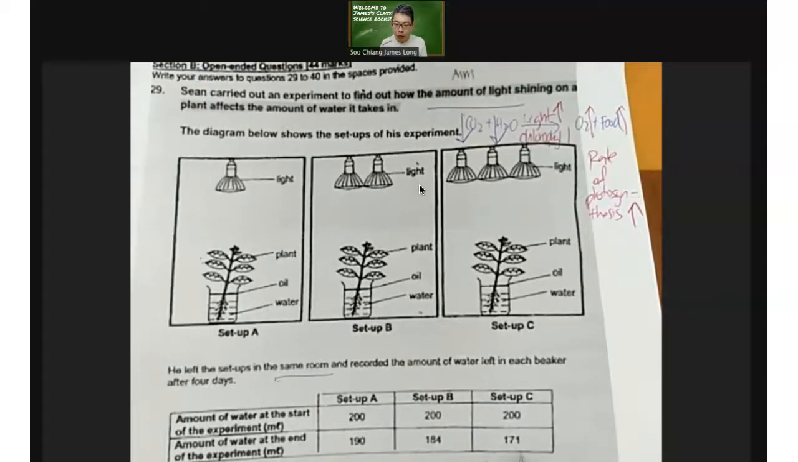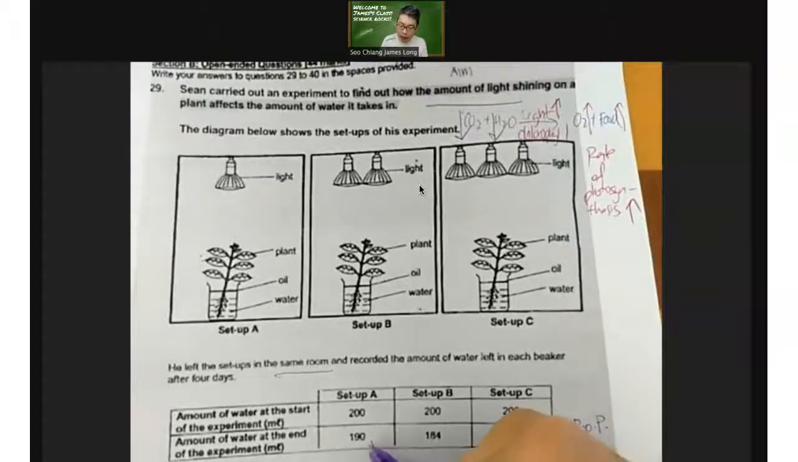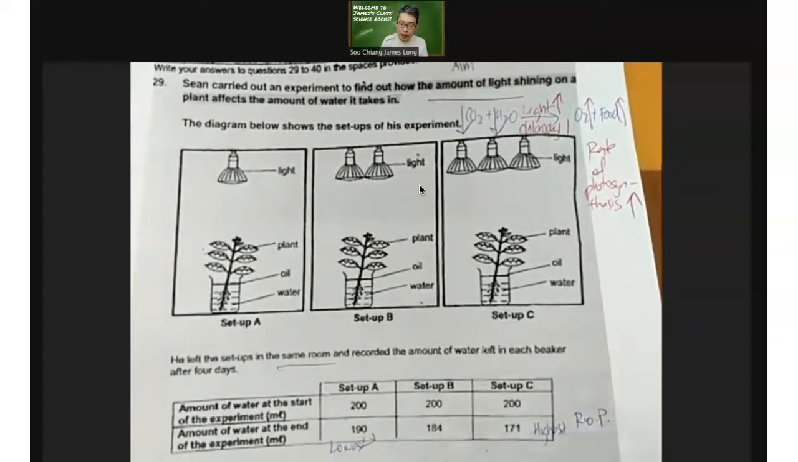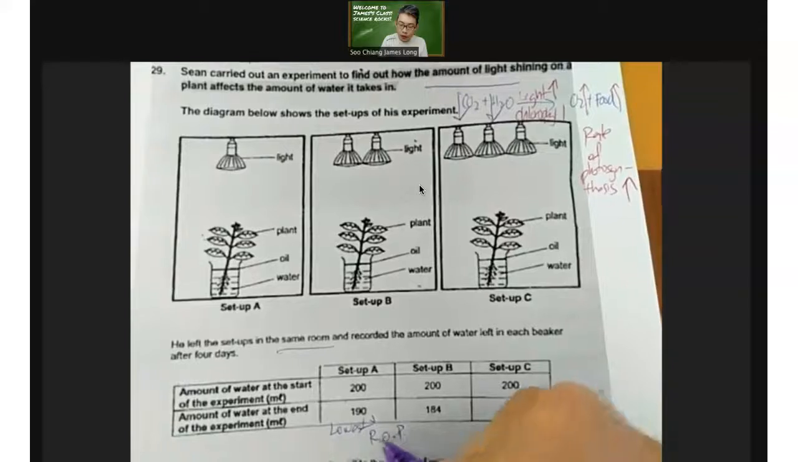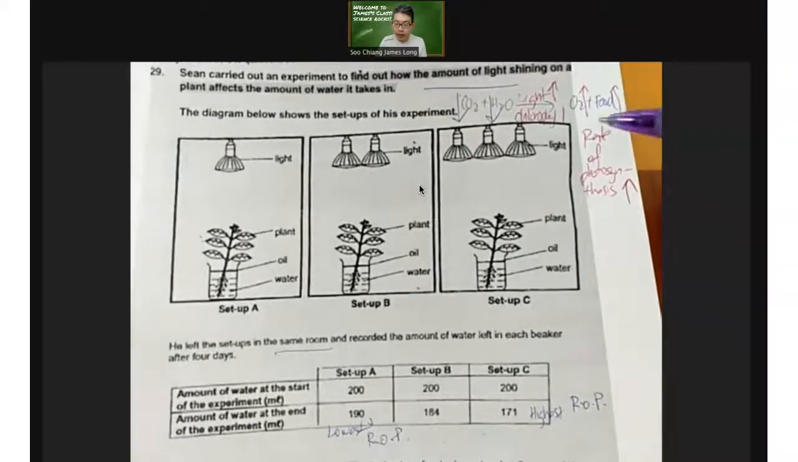So water level will decrease. By examining the amount of water left, Sean can come to a certain conclusion: the rate of photosynthesis here is the highest, and here is the lowest. And that's linked to this concept. More light, higher rate of photosynthesis, more water used, less water left. So what can influence the outcome? What can influence the results?